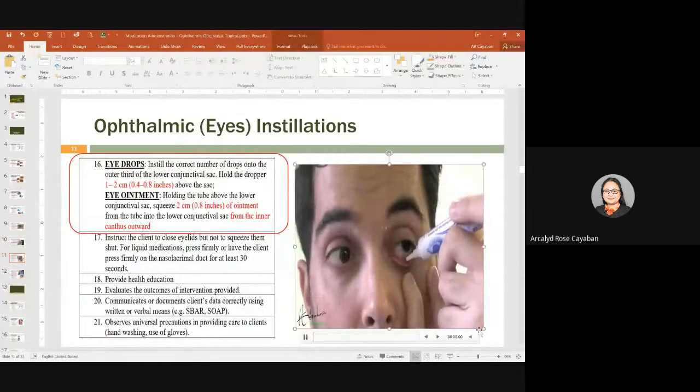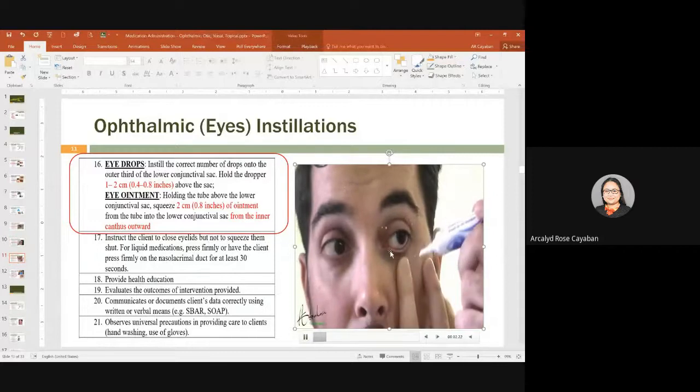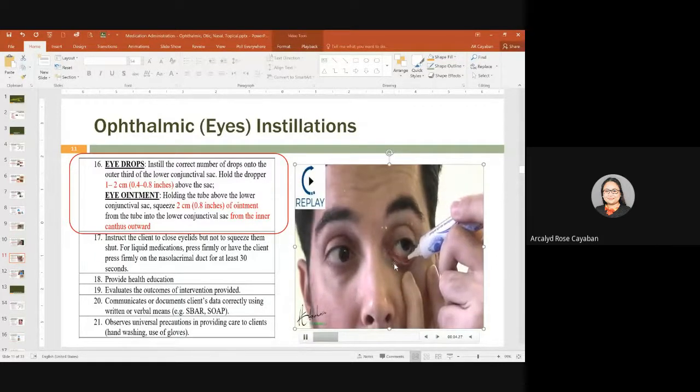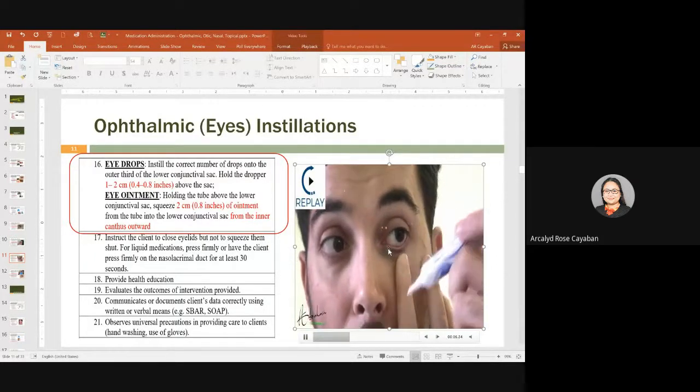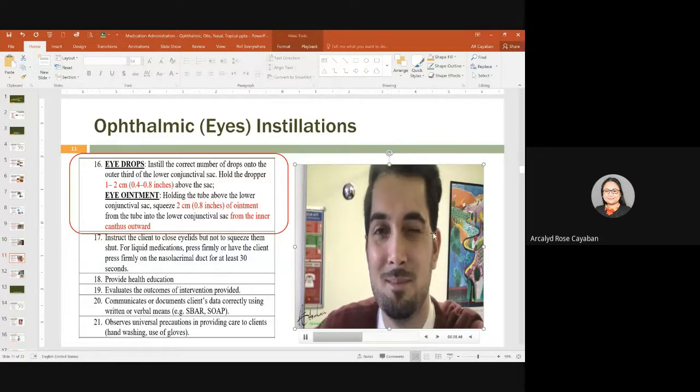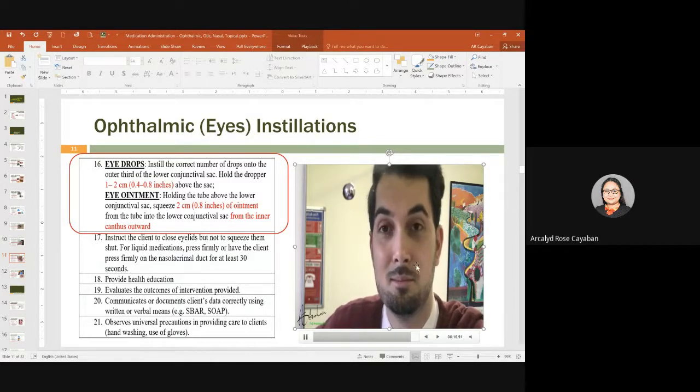Now, if you notice here on this video, this patient is applying an ointment from the inner canthus to the outer canthus. Plus, we have instructed the clients to close the eyelids. Here is the left eye. See, he just closed the eyes. He did not squint or tightly close the eyes. Do not squeeze them to shut, not too tight. Just gently close the eyelids.